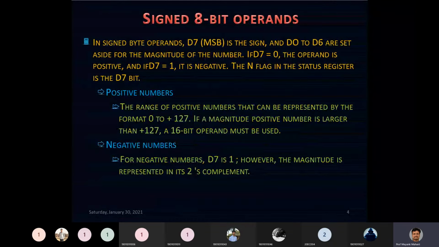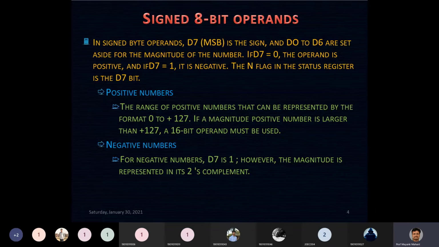So in a signed bit operand, the D7 bit is for the sign, and the rest, D0 to D6, are set aside for the magnitude of the number. Suppose if D7 bit is equal to 0, the operand is positive, and if the D7 bit is equal to 1, the operand is negative. And we already discussed, when discussing the status register, that the D7 bit is nothing but the N flag of our status register. So whatever value you have in your D7 is reflected in your N flag. So you don't have to check what the D7 bit is, you can directly check your N flag.